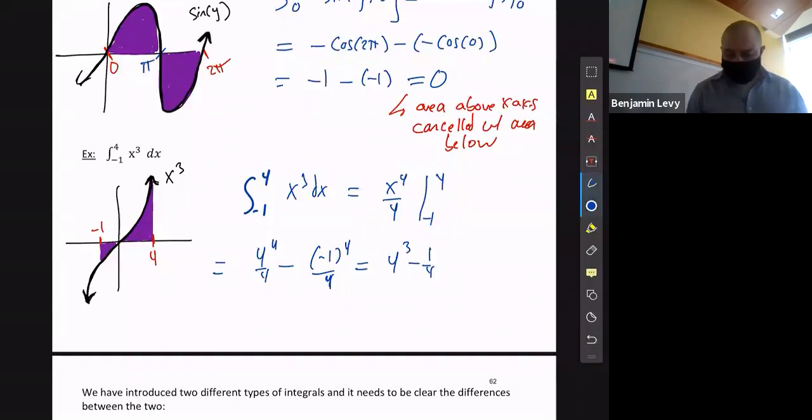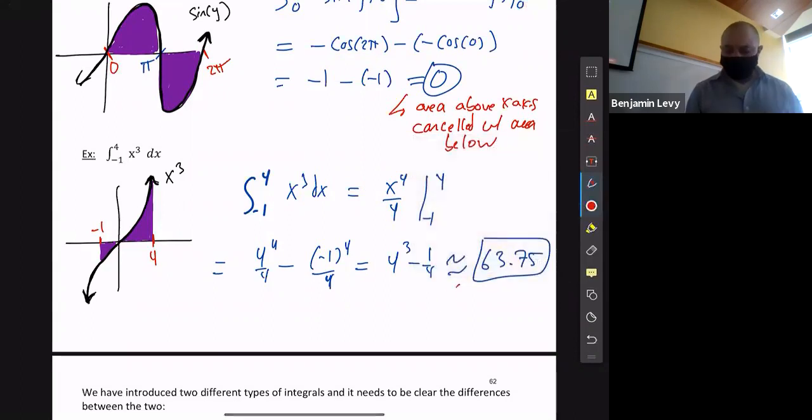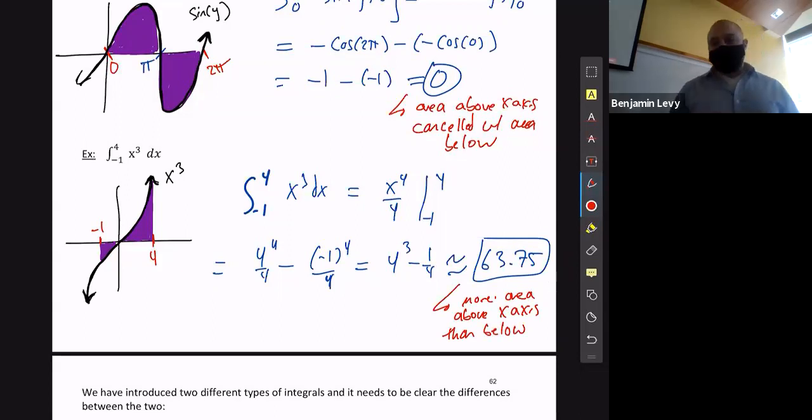And anyway, I used a calculator on this one, and I got approximately 63.75 out of that one. And so the idea here is the area was more above than below, which is why it's positive. So more area above the x-axis than below. All right. How's that feel? Seems okay?